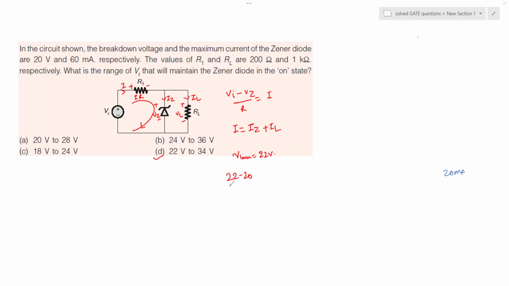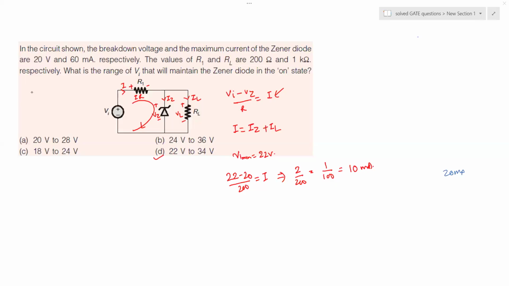22 minus 20 divided by 200 ohms is equal to I, this equation, right? That leads to 2 divided by 200, which is 1 by 100, so 10 milliampere. So with I equal to 10 milliampere, from this equation we know what IL is.